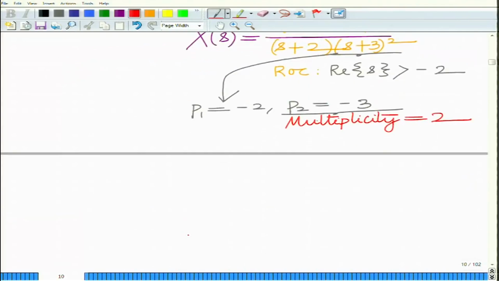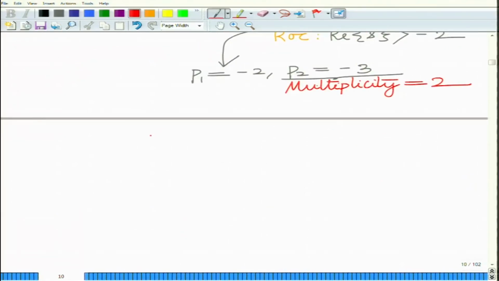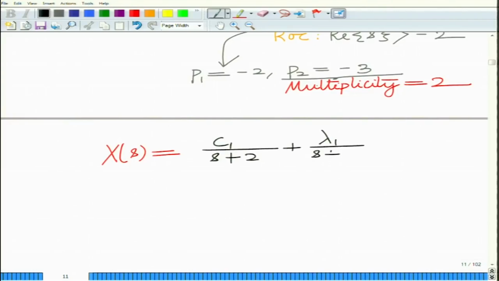Therefore, the partial fraction expansion will be of the form X(s) equals C1 by s plus 2, plus, corresponding to s plus 3, you will have two terms: lambda 1 by s plus 3 plus lambda 2 divided by (s plus 3) whole square. So multiplicity equals 2, which means the factor r is equal to 2.